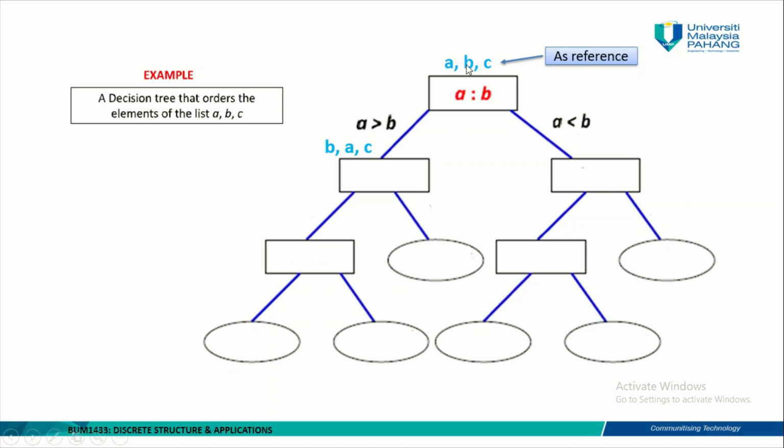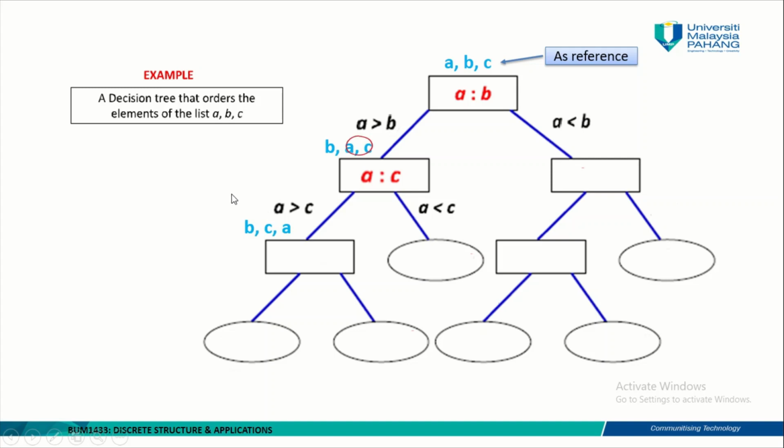So here we only consider elements A and B. Another possible outcome is we need to consider A and C. For A and C, we also need to see whether A is greater than C or A is less than C. If A is greater than C, we get the order of the elements as B, C, A.